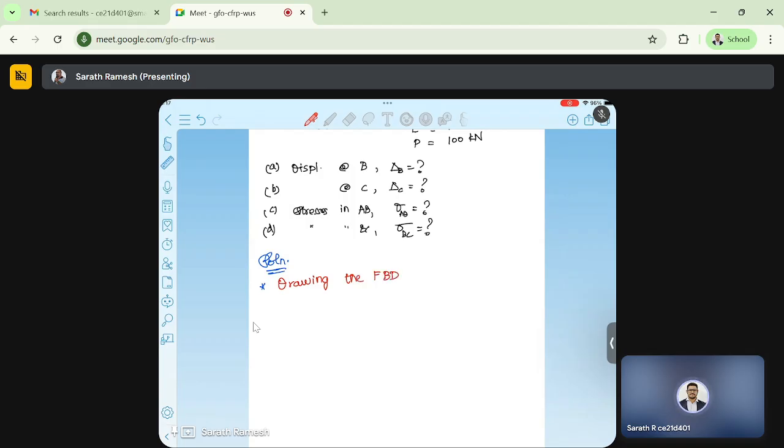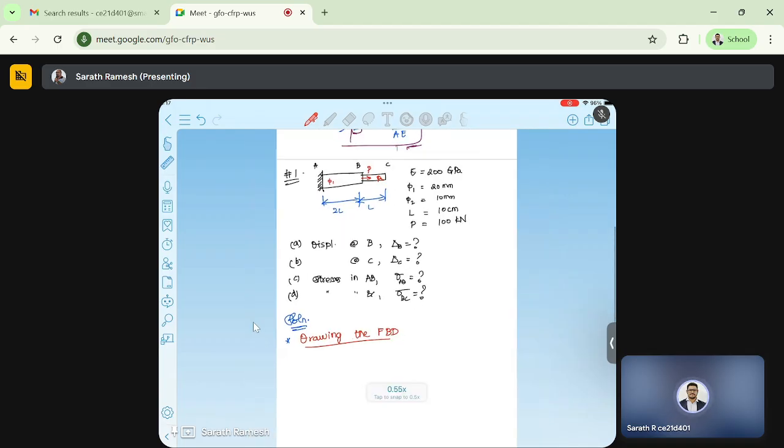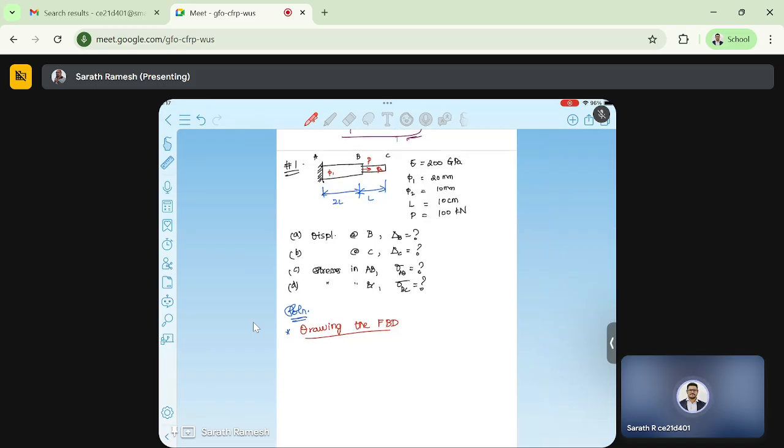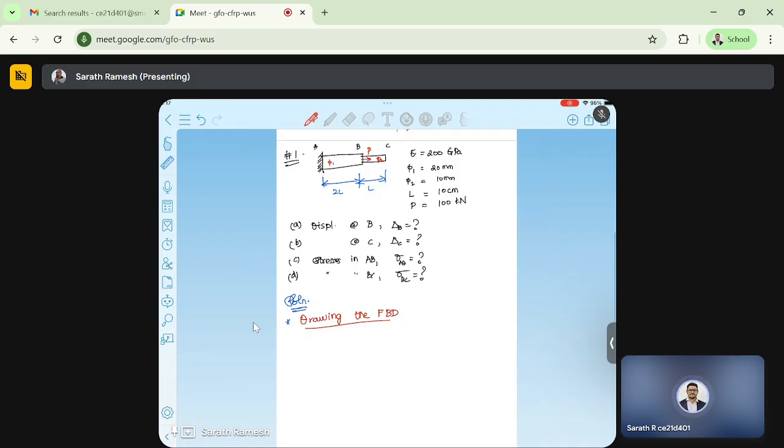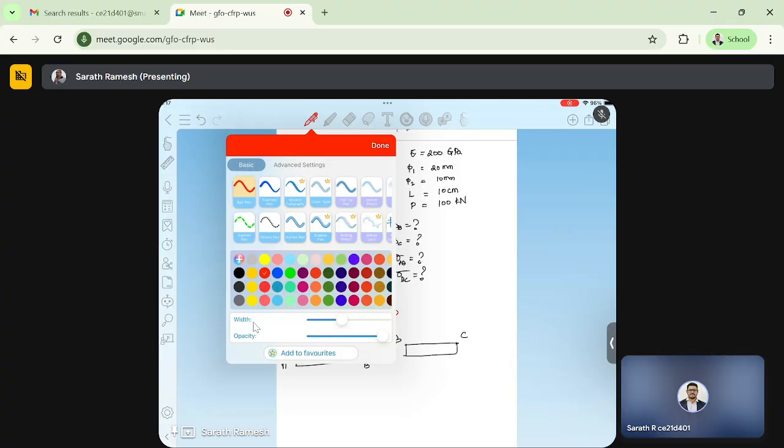So what is a free body? A free body diagram is nothing but the same diagram of this body, removing the supports and showing the internal forces inside. So let me draw it separately. AB and BC. So here there is a force acting, that is P.